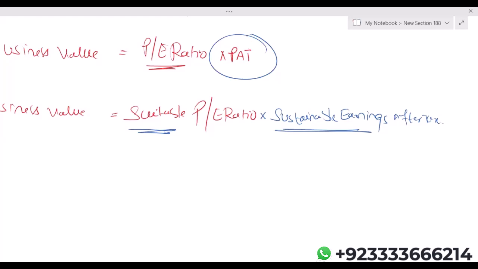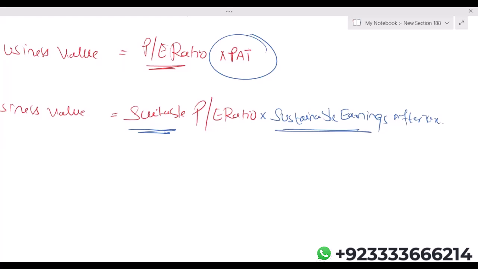If the examiner says in this PAT, let's say, there's a gain on the disposal of property, plant, and equipment, obviously with that gain PAT has increased, but you will not see that gain every year. And I'm going to acquire that business, which is not going to have a gain on property, plant, and equipment every year. So why value that business on it? What I'll do is, from that profit after tax, I will deduct that gain on disposal to make it sustainable earnings.